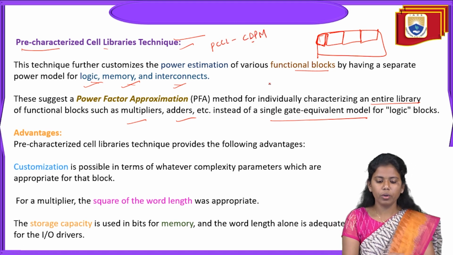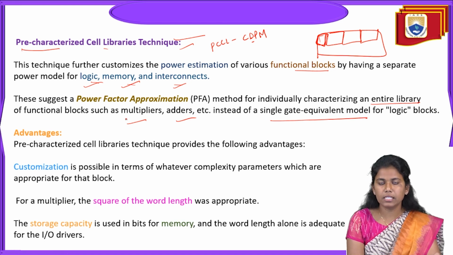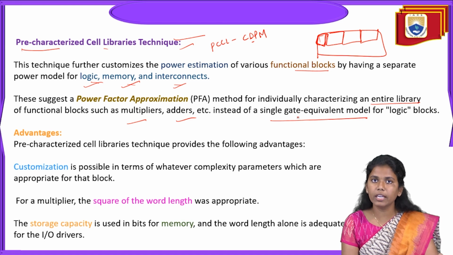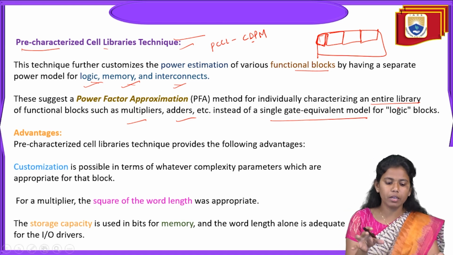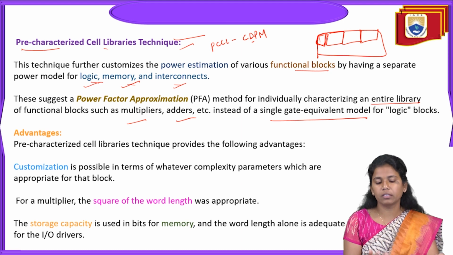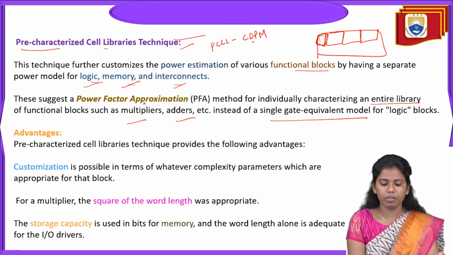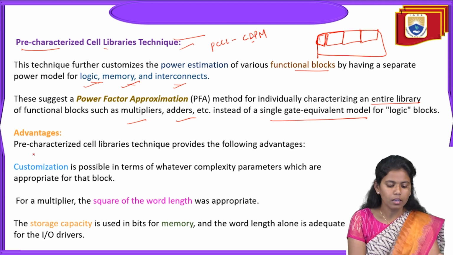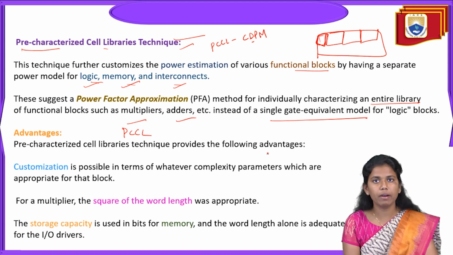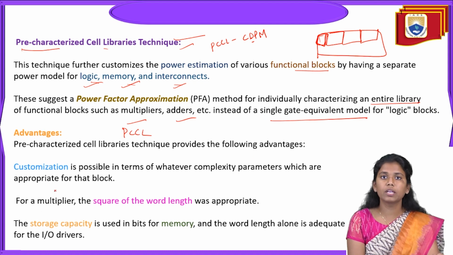So the power factor approximation is a method for individually characterizing the entire library of functional blocks. For the entire library of functional blocks, we can individually characterize and come up with different things based on the power. So, power factor approximation. And coming to the advantages of the PCCL technique: the PCCL technique provides the following advantages. The advantages go with the customization.